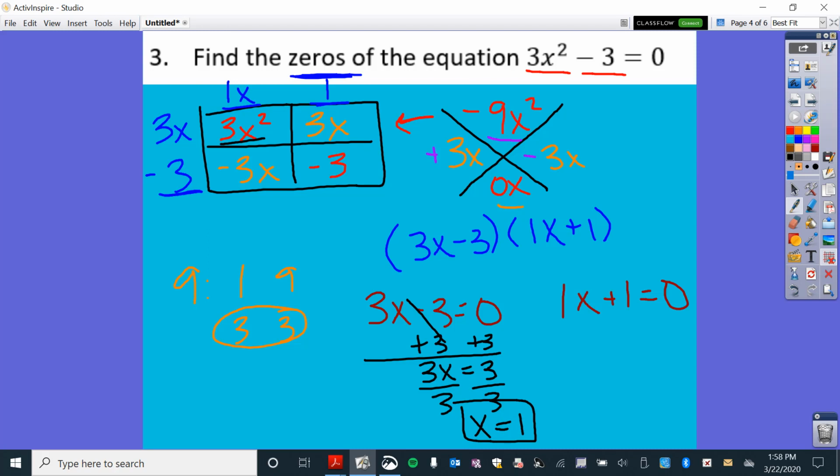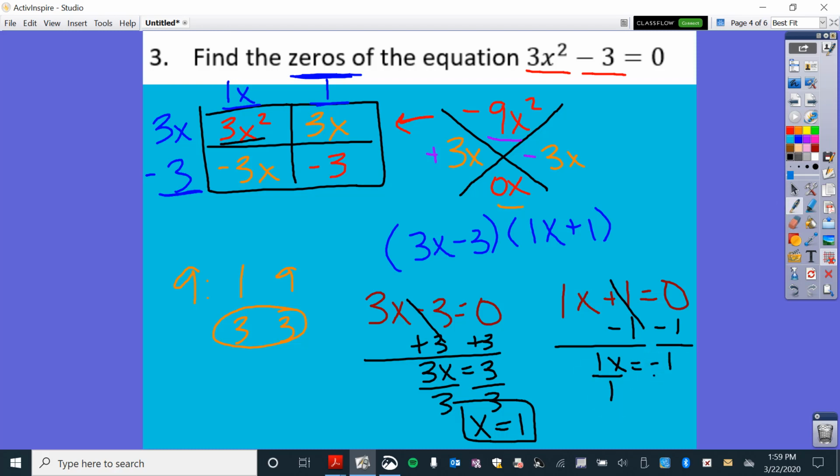Then I'm going to move to my second equation. Again, what's the first thing I want to move here? The plus 1, so the opposite of plus 1 is to subtract 1 from both sides. So I have 1x equals 0, or sorry, 1x equals negative 1.